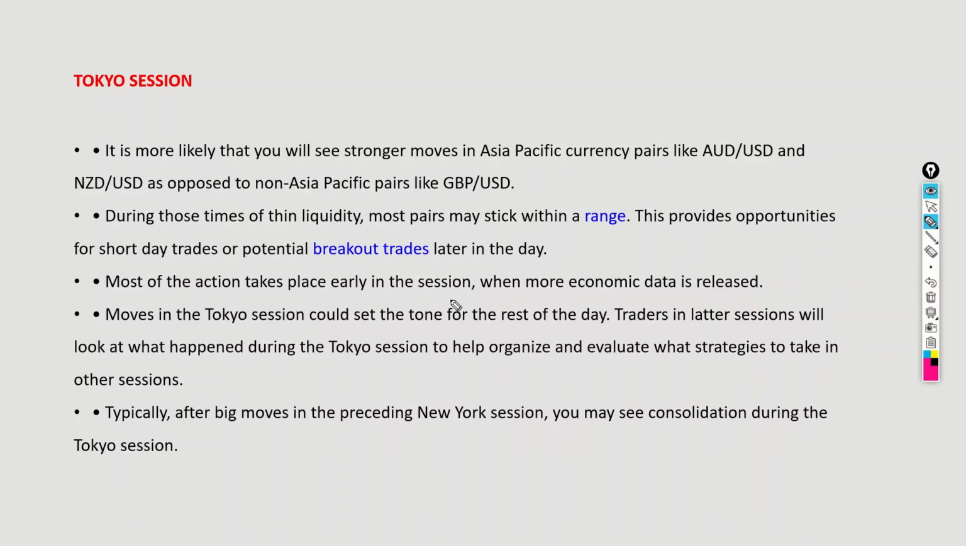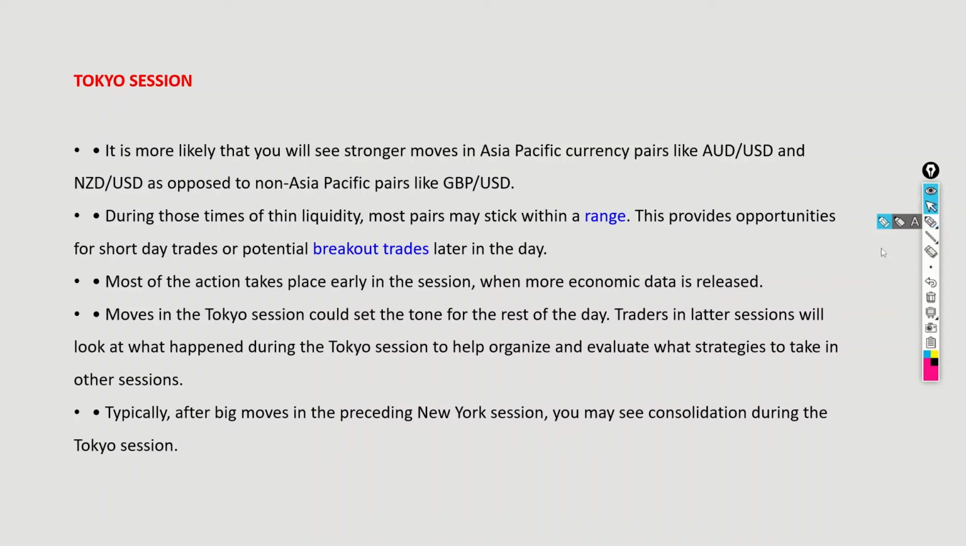Most of the action takes place early in the session when more economic data is released. Moves in Tokyo session could set a tone for the rest of the day. I want you to note that. Traders in the later session will look at what happened during the Tokyo session and help them organize and evaluate what strategies to take in other sessions. Typically, after big moves in the preceding New York session, you may see consolidation during the Tokyo session. So Tokyo session always has bigger consolidations.